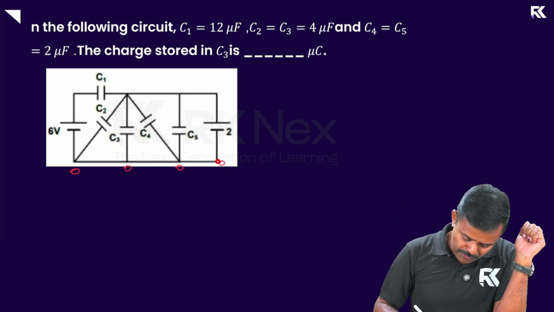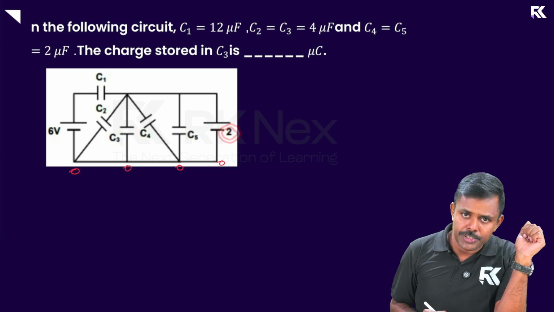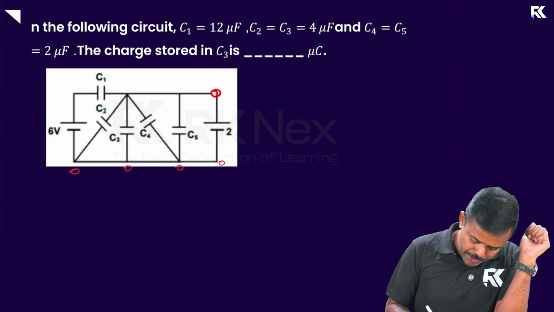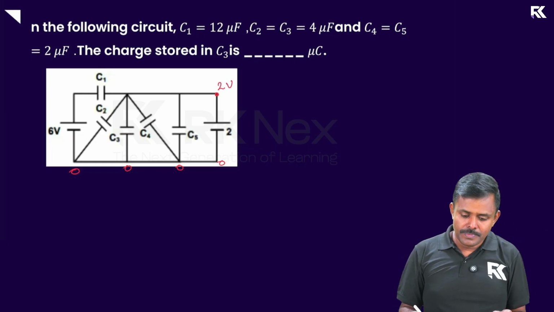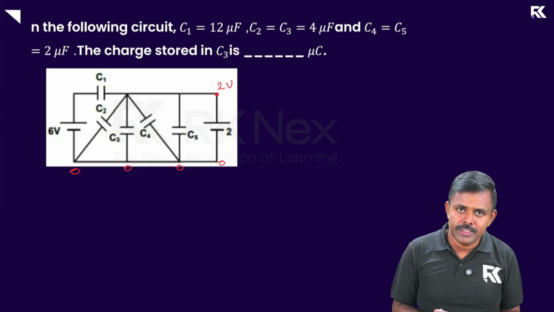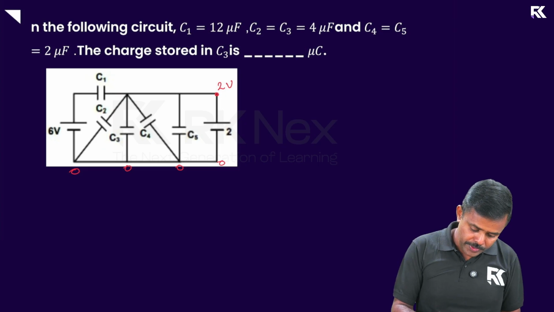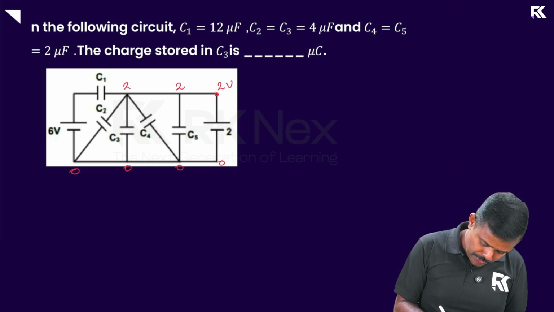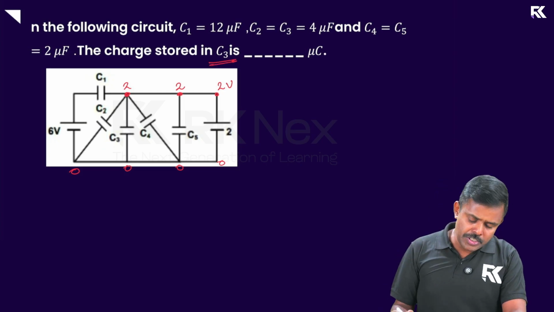Right. Now, if you walk along this, you see the negative, so raise the potential by 2. Increase the potential by 2. So this point comes to be at 2 volts now. And if you walk along, this point is at 2, isn't it? You continue walking. This point is also at 2. So all these points are at 2. Okay. Now the question is the charge stored in C3.